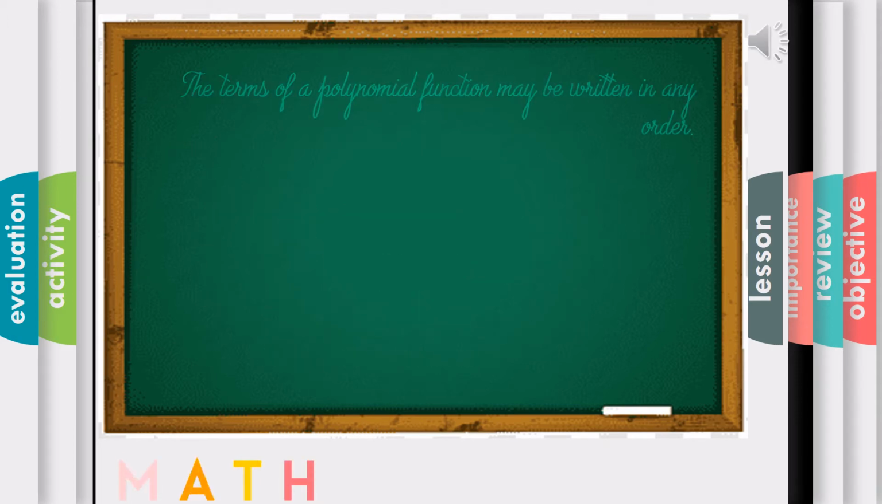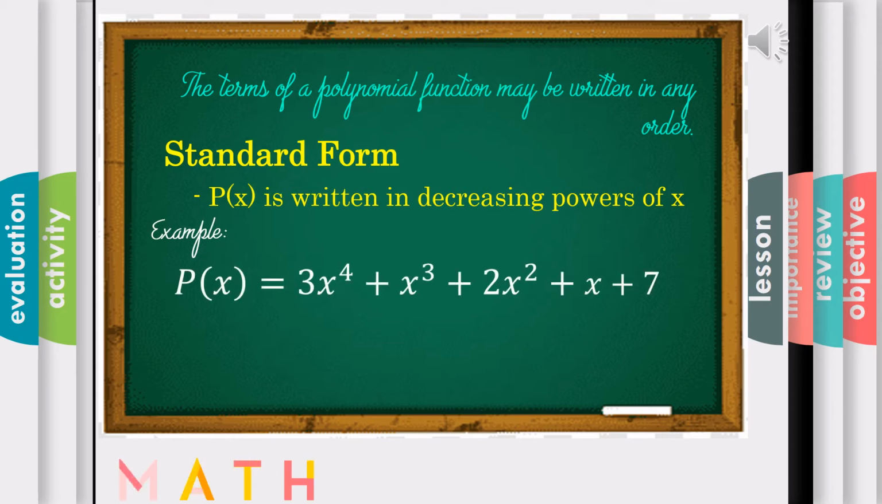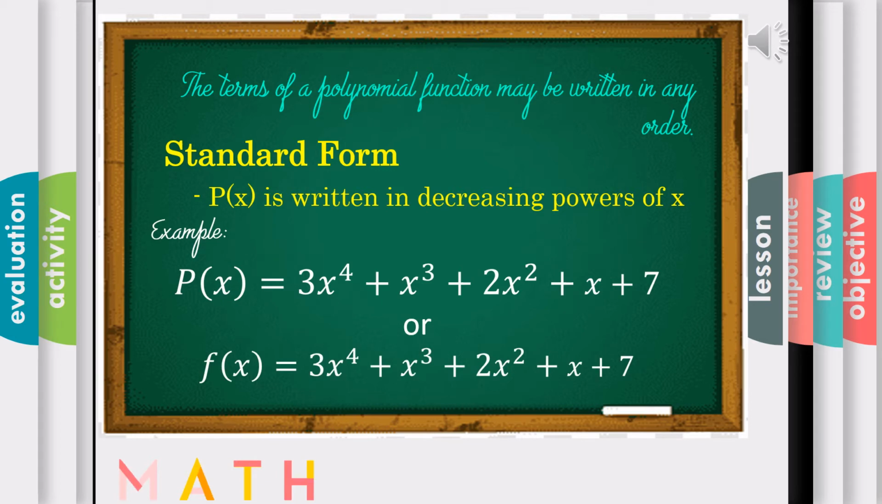The terms of a polynomial may be written in any order. However, if they are written in decreasing powers of x, we say the polynomial function is in standard form. Look at the sample below. Other than p of x, a polynomial function may also be denoted by f of x.